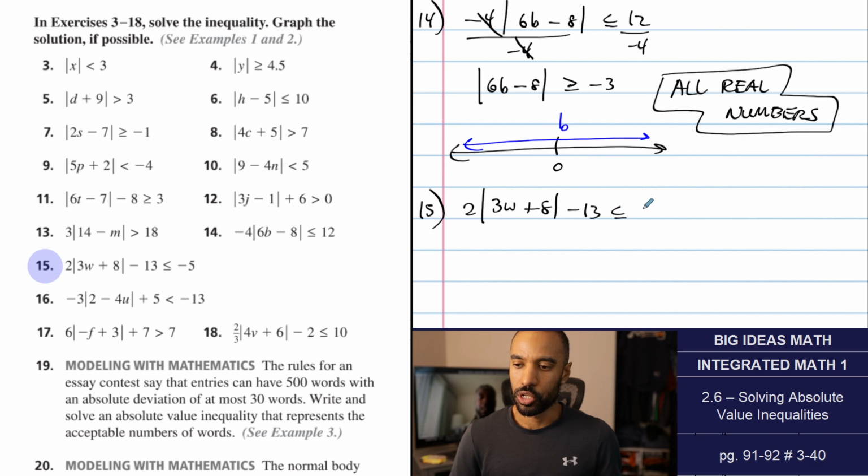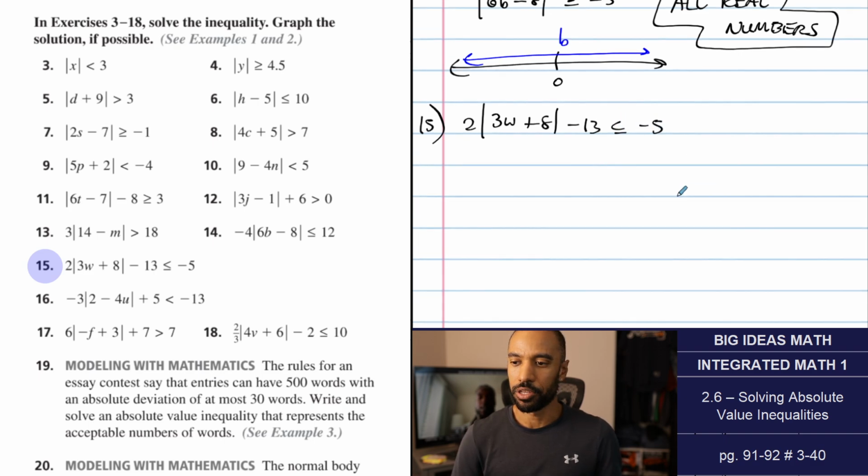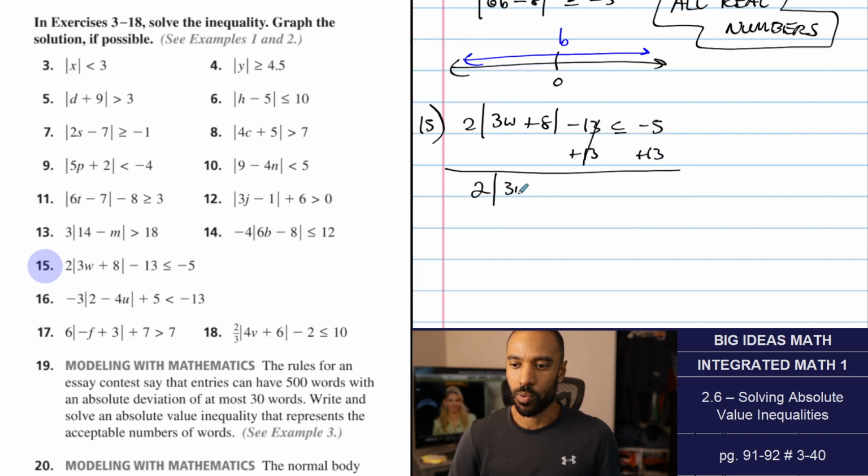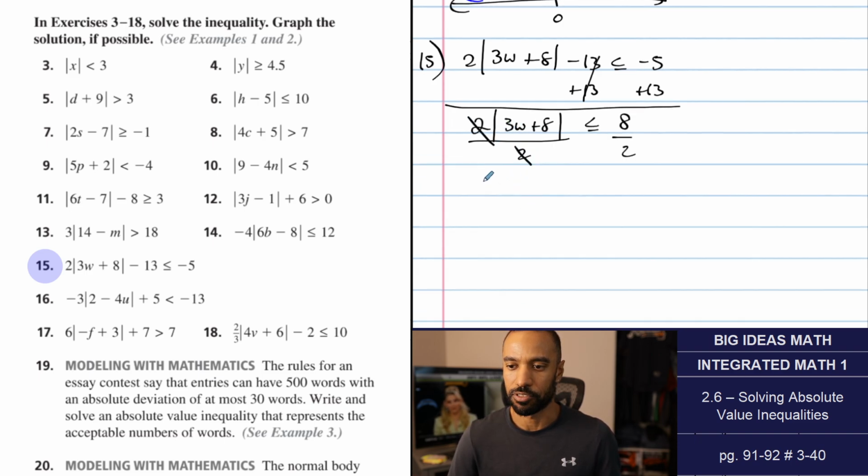We have 2 things to do to isolate the absolute value. I'm going to first add 13 to both sides, like so. And now we have 2 times the quantity 3w plus 8. Now we'll divide both sides by 2. Everything seems to be positive, so at least we're going to have to stick within the set. So the absolute value of this is within 4 units.